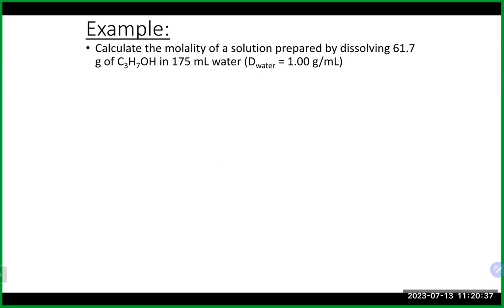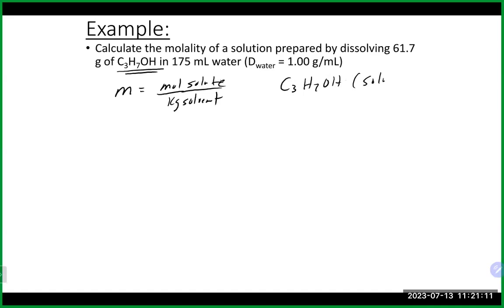So let's take a look at a problem like this. Calculate the molality of a solution prepared by dissolving 61.7 grams of C3H7OH in 175 milliliters of water. So again, here we're looking at molality, which is our moles of solute over kilograms of solvent. Our solute in this case is this guy. So we do have the grams, so we need to convert it into moles. So we're going to need the molar mass of our C3H7OH, as that's our solute.